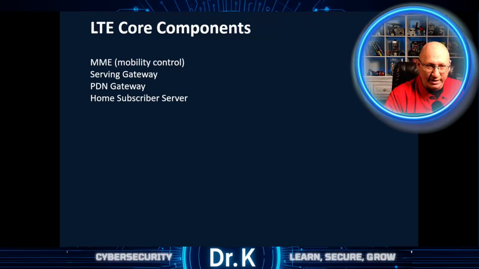In LTE architecture, several key entities operate behind the scenes. The Mobility Management Entity, or MME, handles our control plane signaling and mobility tracking. The Serving Gateway routes user data between base stations and the packet core, and the Packet Data Network Gateway connects users to external networks, including the public internet. The Home Subscriber Server stores our user identity and subscription information. Together, these components all coordinate authentication, routing, and session continuity.